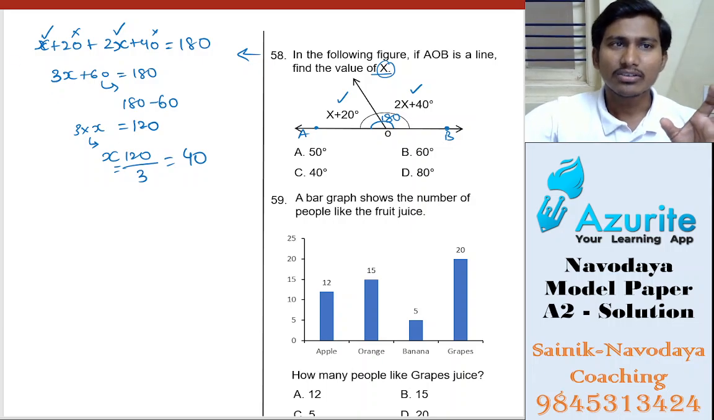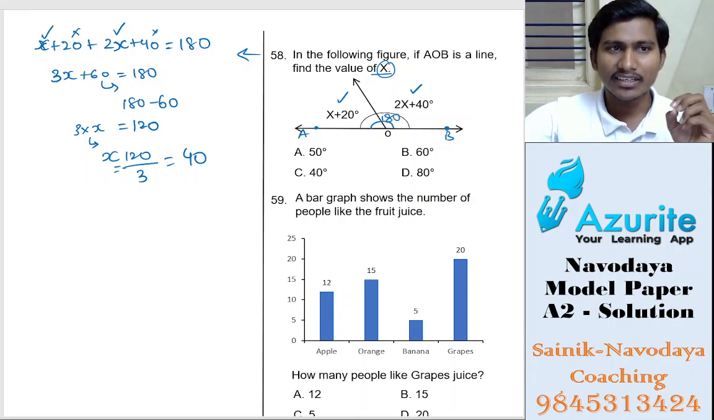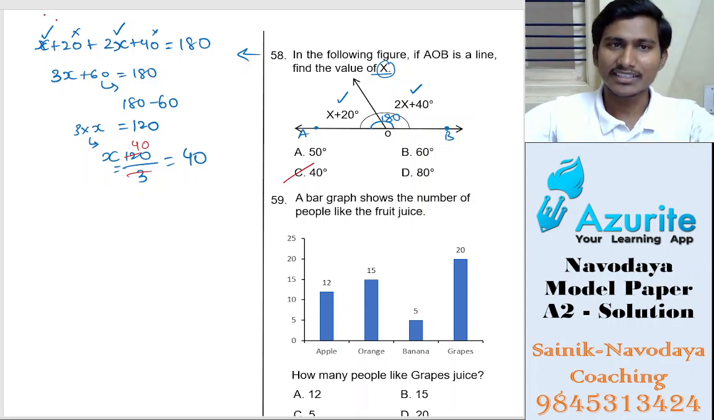X is how much? 40. So 3 40s are, right? So that is 3 4s are 12, 0 as it is, 40 is the answer. Option is option C here. Okay, so that is the answer.